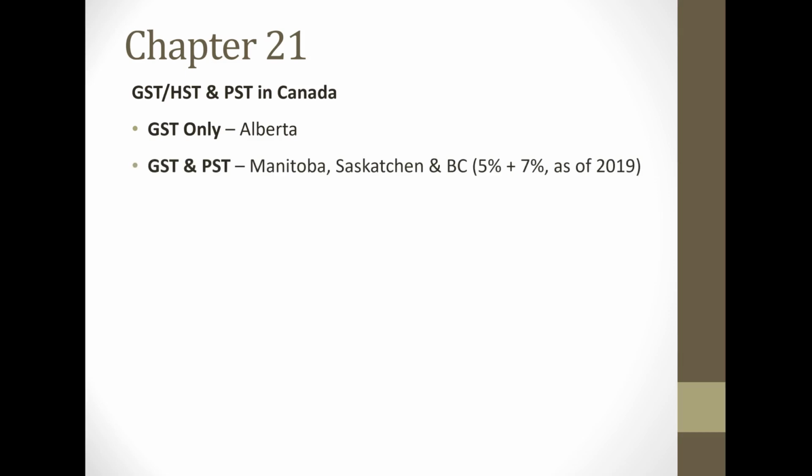When we look at provinces such as Manitoba, Saskatchewan, and BC, these provinces have the GST of 5% and their own provincial sales tax, and that varies from province to province. In BC, we have GST of 5% and PST of 7% as of 2019, for a total sales tax of 12%. In Quebec, they have GST and QST, Quebec sales tax.